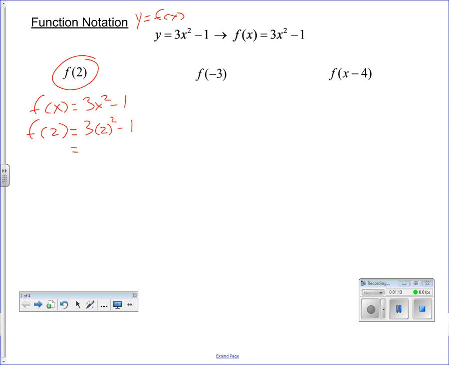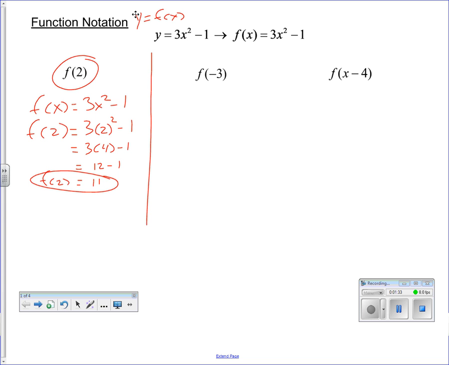2 squared is 4, so that's 3 times 4 minus 1. That's going to be 12 minus 1. So f of 2 equals 11. If you have an input value of 2, you get an output value of 11, for the function y equals 3x squared minus 1, which we are naming f.